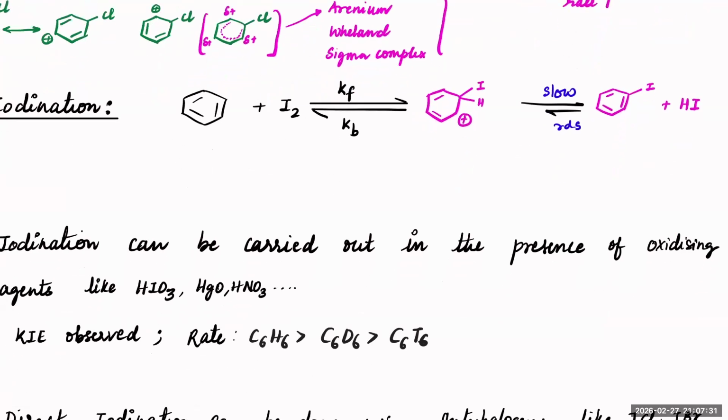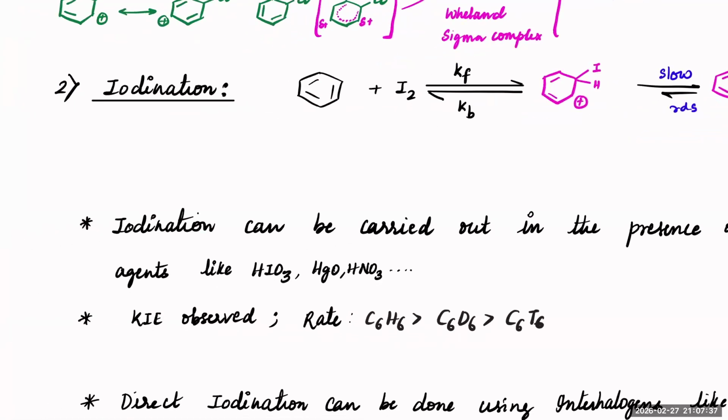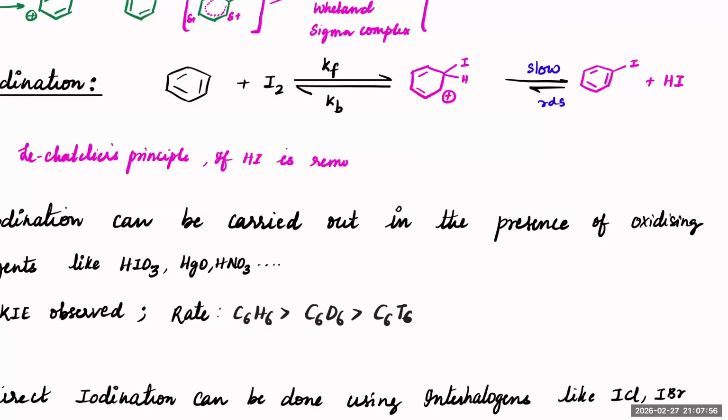See, what happens is the HI which is forming will always push this reaction backwards. So what we can do, using Le Chatelier's principle, if HI is removed, reaction moves forward, correct?